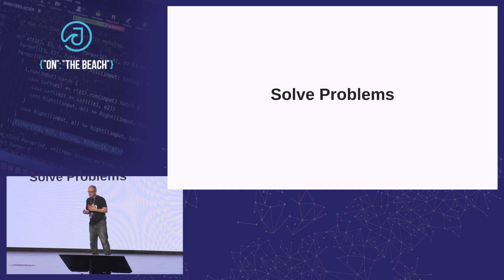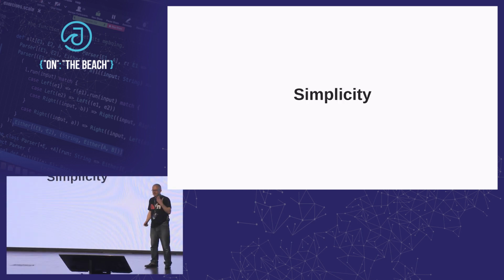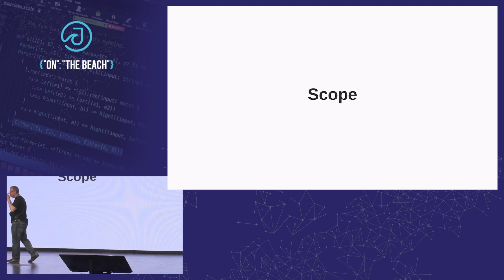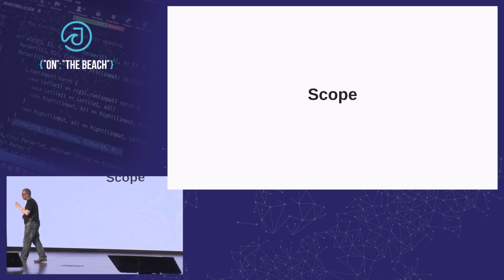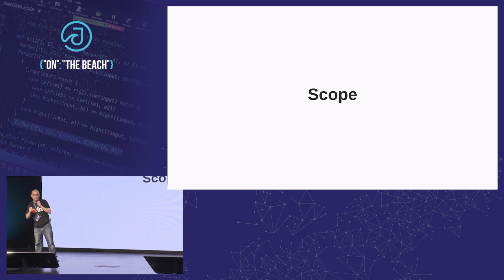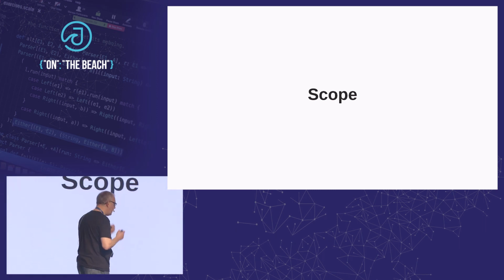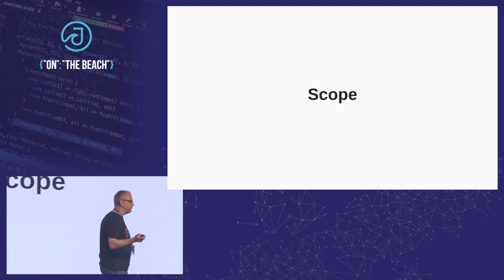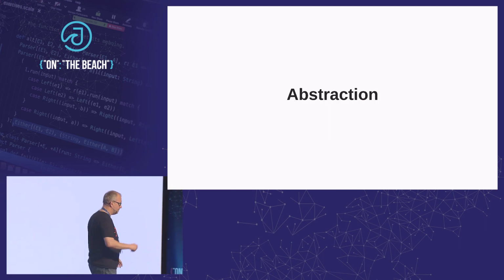And solving problems generally boils down to a few things. One of the keys is to simplify the problem. Yeah? If you can make the problem as simple as possible, then it's easier to solve. So you break it down into chunks. You restrict the scope, so you make sure that you're focusing on the thing that really matters. And something else that's really important is choosing the right abstraction.